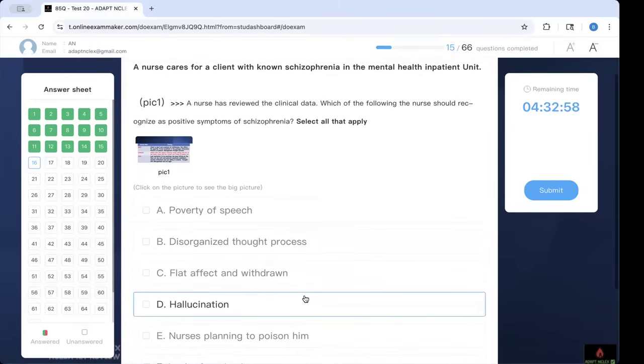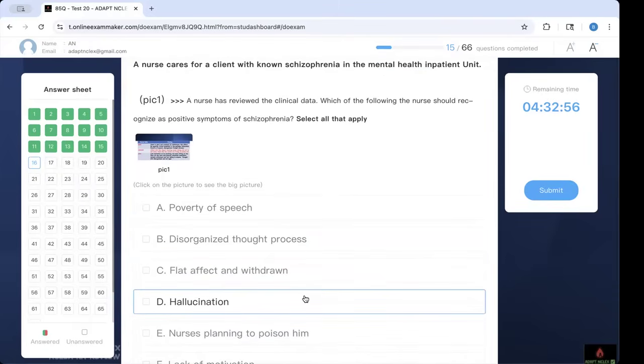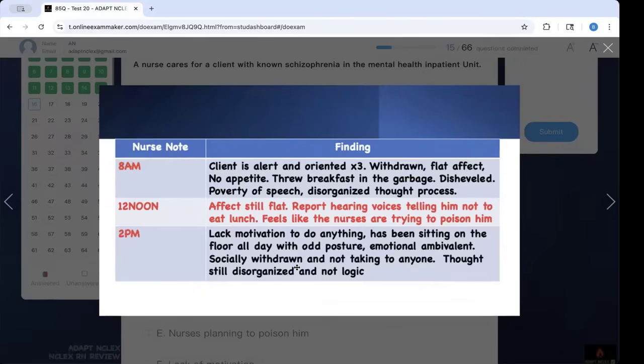And let's care for a client with schizophrenia in the mental health unit. What do you think? Which of the following should the nurse recognize as positive signs and symptoms? This is what you have. Client is alert, oriented x3, withdrawn, flat affect, no appetite. He threw breakfast to the nurses in the garbage. Disheveled, poverty of speech, disorganized thought process, affect is still flat, reporting hearing voices telling him not to eat lunch, feels like the nurses are trying to poison him.